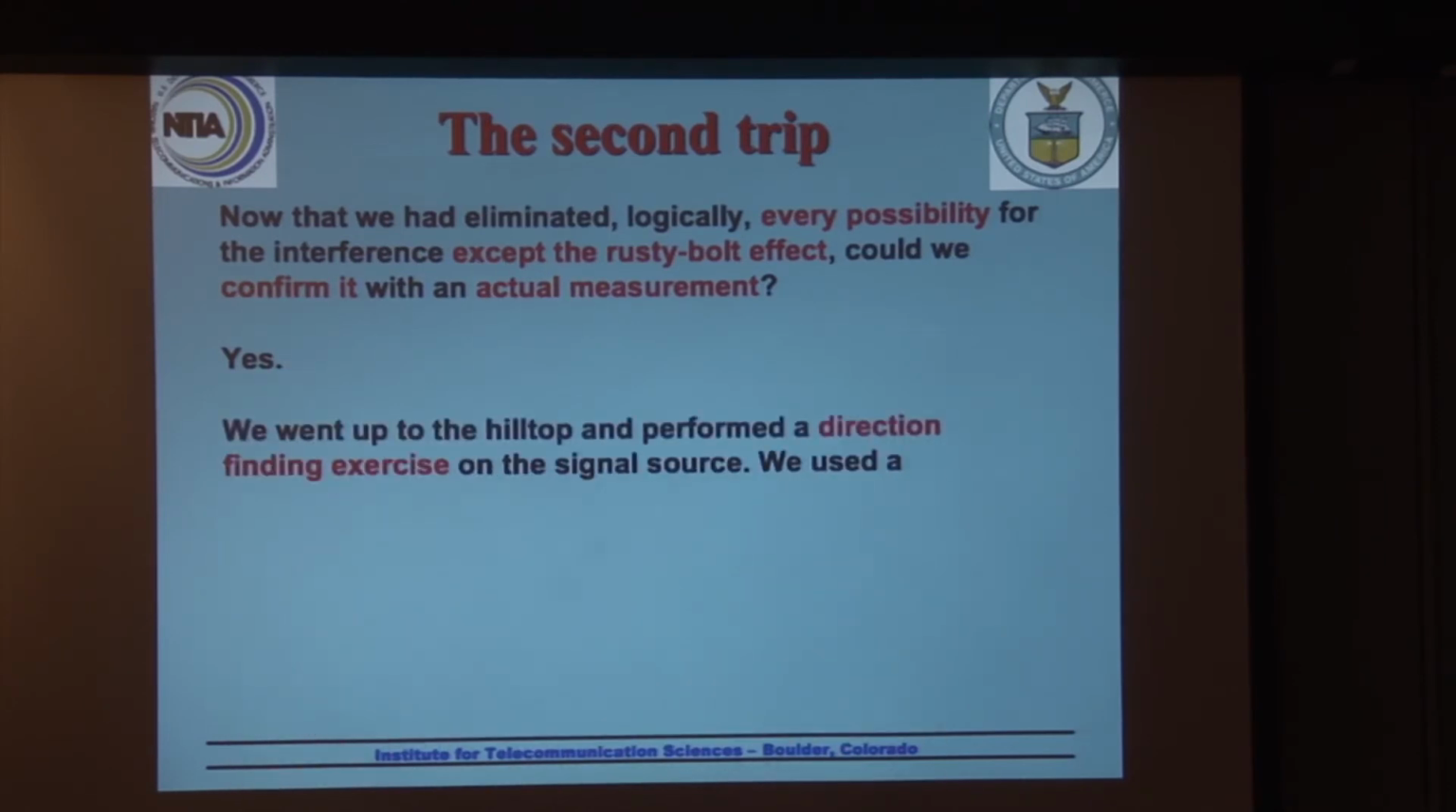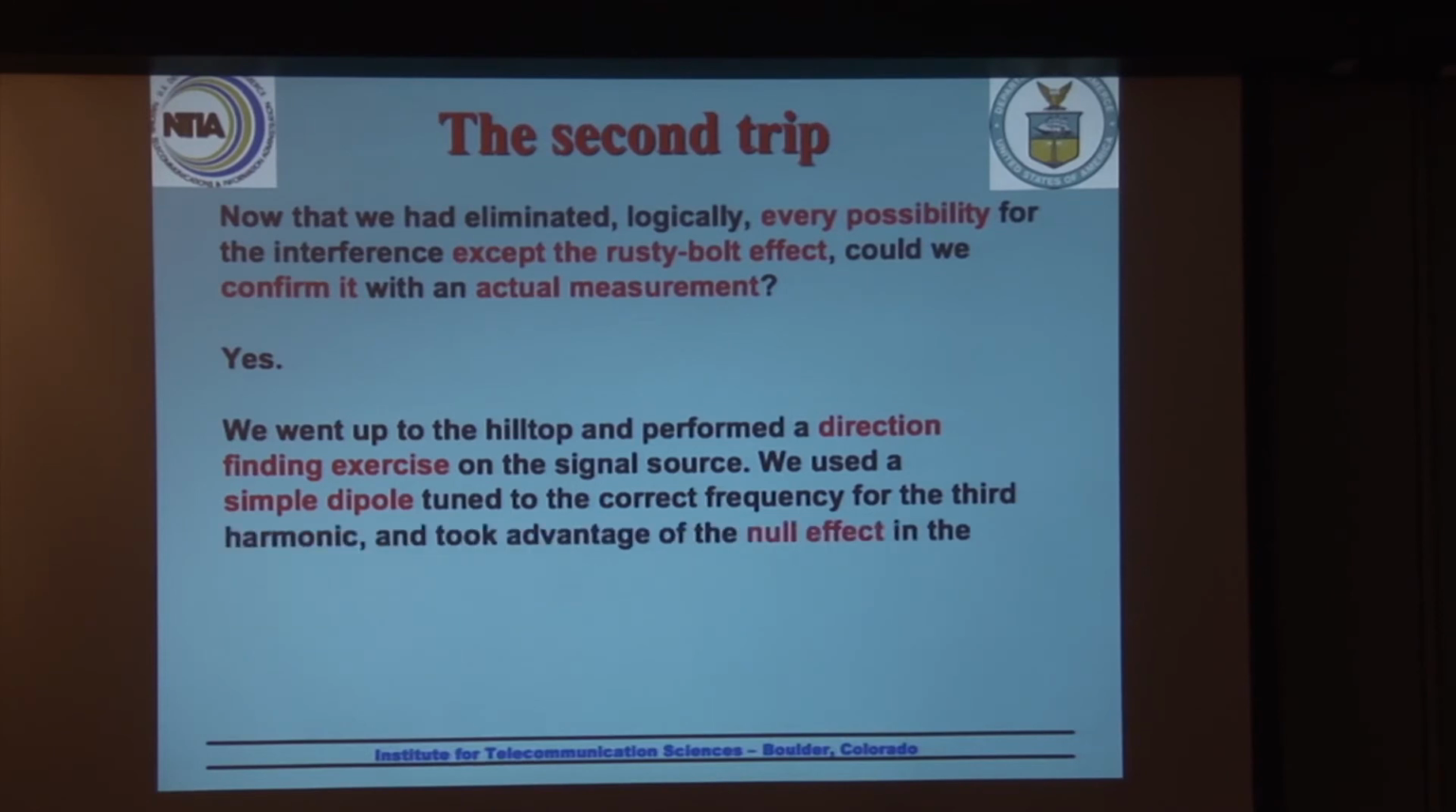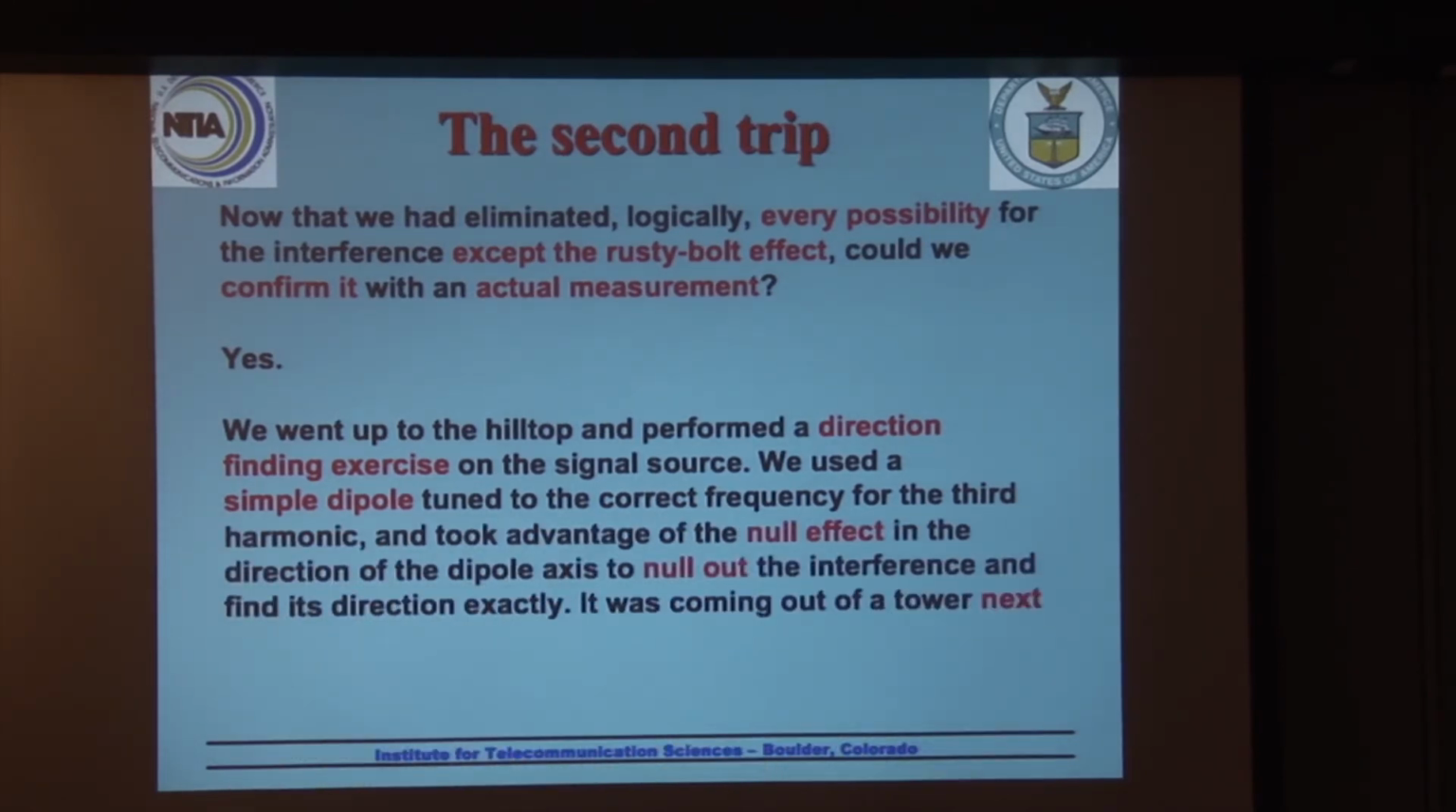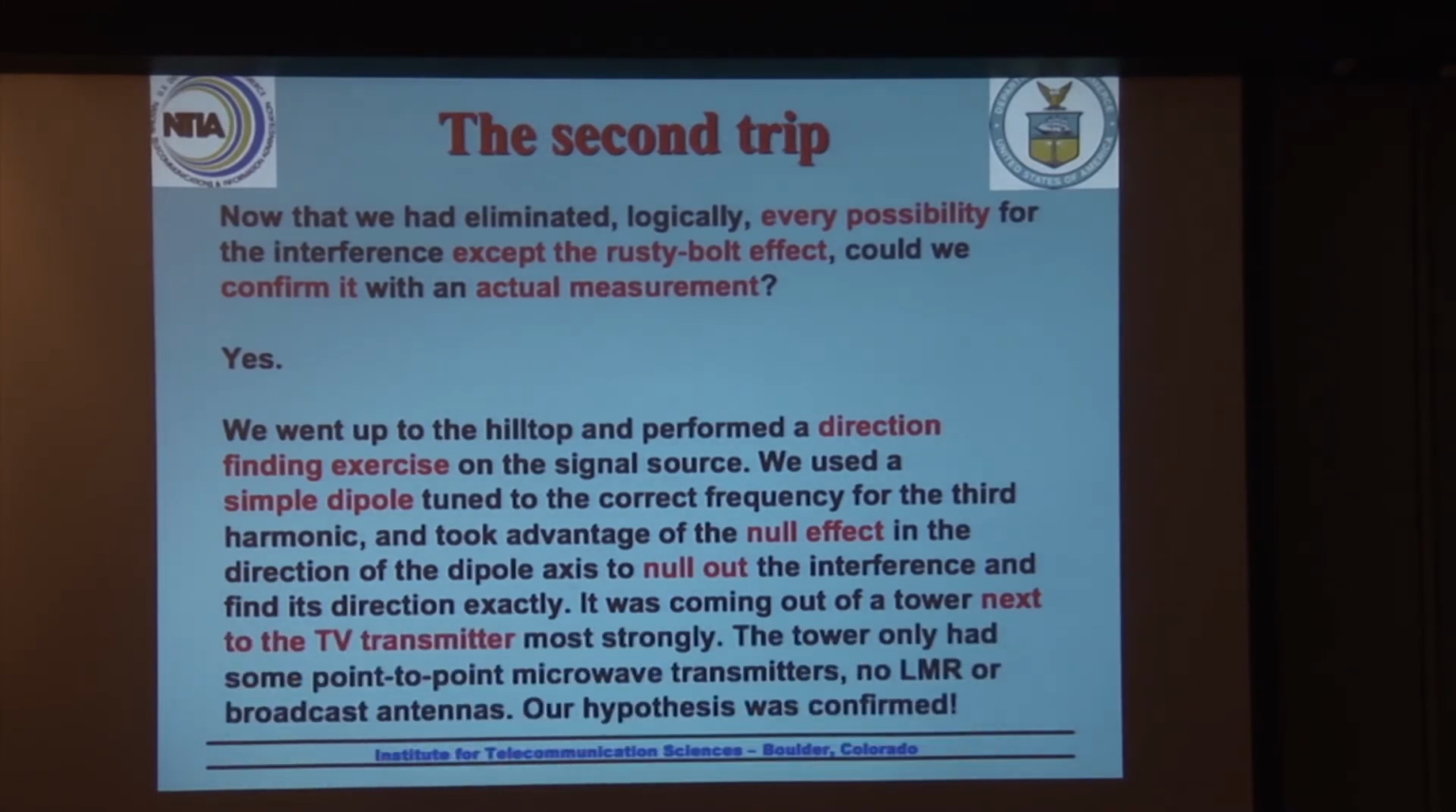We went back up to the hilltop. This is in the cold of January in New England, and we did a direction finding exercise. We had a dipole antenna, and dipoles are very, very broad along a 90-degree line to the dipole's wire. But if you look at a signal directly off the end of a dipole wire, it will null it.